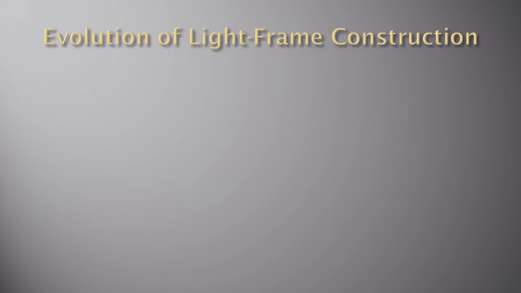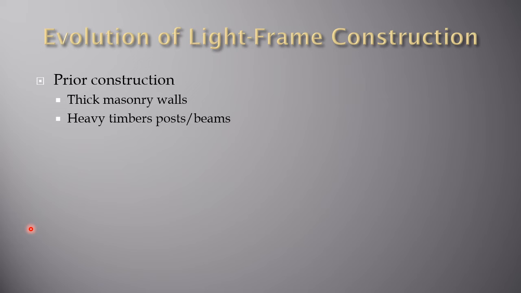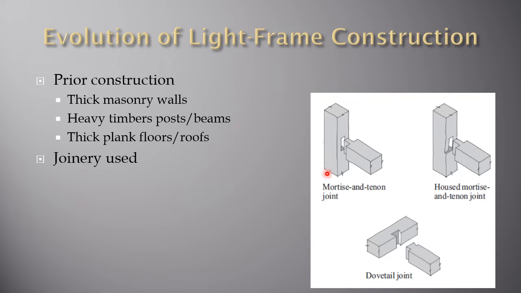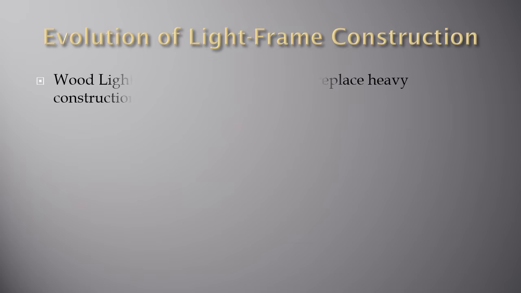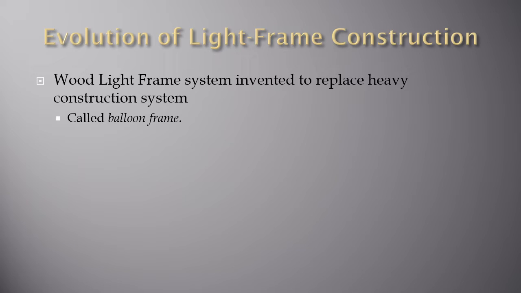Let's take a moment to look at the evolution of the light frame construction. Originally, construction made use of thick masonry walls, heavy timber posts and beams, and thick plank floors and roofs. It required the use of something called joinery, making connections without the use of nails or screws, which required the use of expert craftsmen. So the wood light frame system was invented to replace this heavy construction, and when it first appeared, it was known as the balloon frame.